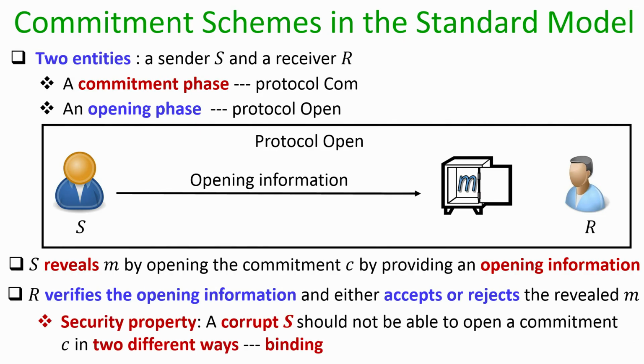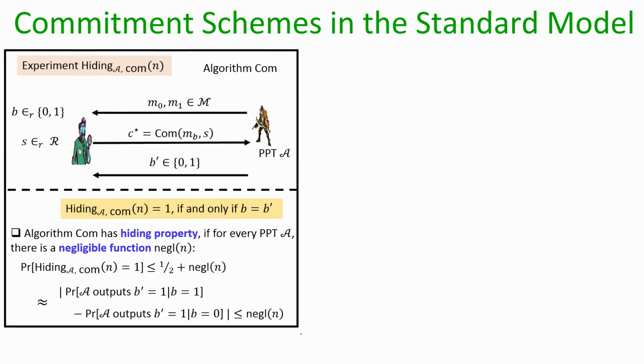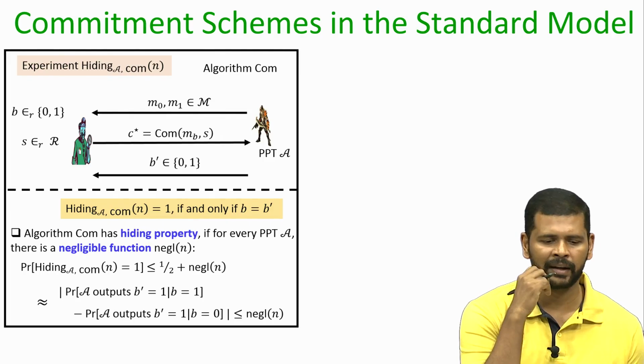phase. And the security property that we require here is that if the sender is bad and the receiver is honest, then it should not be possible for a corrupt sender to open a commitment C in two different ways, namely it should be bound to whatever it has committed in the commit phase. So, before going into the construction of the commitment scheme in the standard model, let me also recall how we model the hiding property and the binding property.